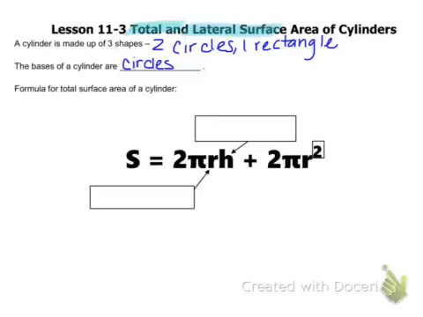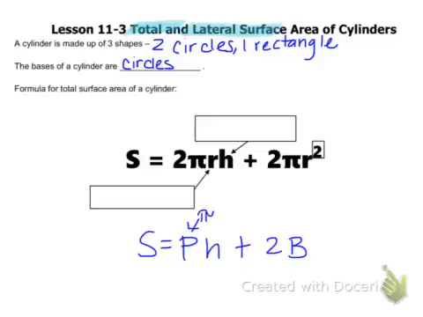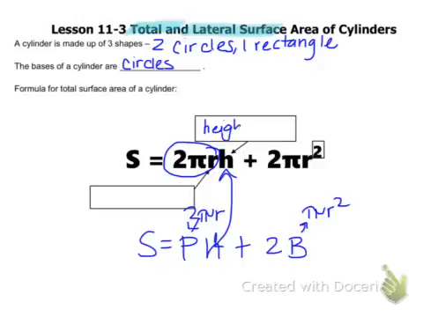Okay, so remember that for the total surface area of a prism, we did S equals PH plus 2B. We knew that P was the perimeter of the base. Well, when we have the base of a cylinder as a circle, the perimeter or circumference is 2 pi r. So that's where that comes from. H is still the height, and then we have 2 times the area of the base. Well, when the base is a circle, it's pi r squared. So h is still the height of the cylinder.